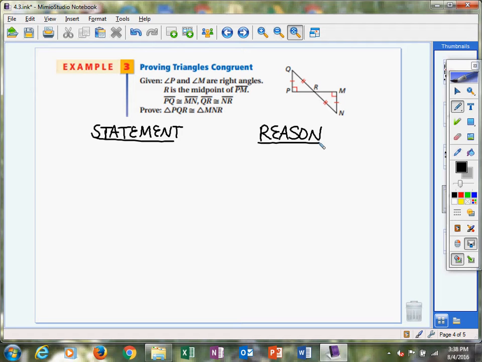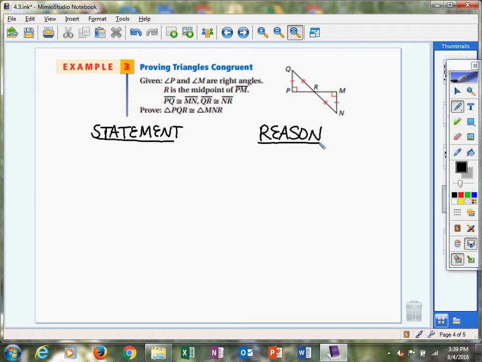Angle P and angle M are right angles. That's the first thing. Second thing, R is the midpoint of segment PM. And then the third thing, segment PQ is congruent to segment MN. Segment QR is congruent to segment NR. We are supposed to prove that triangle PQR is congruent to triangle MNR.